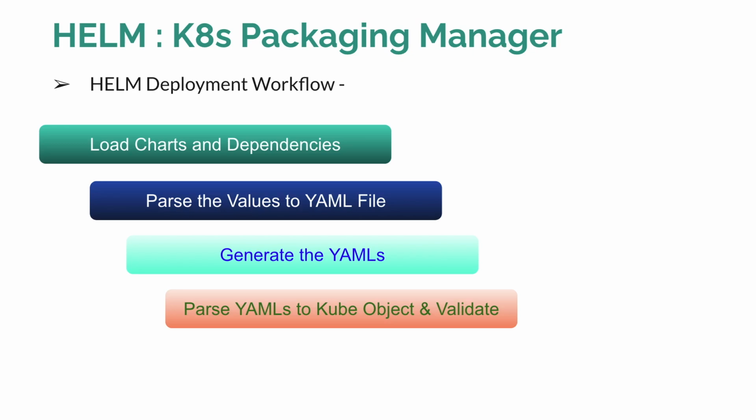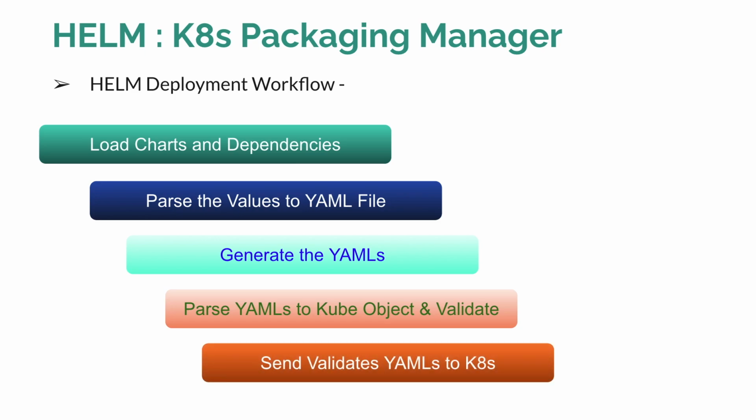Once the YAMLs are ready, what will Helm do? Helm will basically parse those YAMLs into Kube objects or Kubernetes objects and validate them. Are the YAMLs valid or is there any kind of error? If that validation fails, Helm will simply return the error. Otherwise, Helm will move on and send the validated YAMLs to Kubernetes and show you the output or status of your release. As soon as the validation is done, Helm will send the YAMLs to Kubernetes to deploy the resources and it will display the output on the screen.